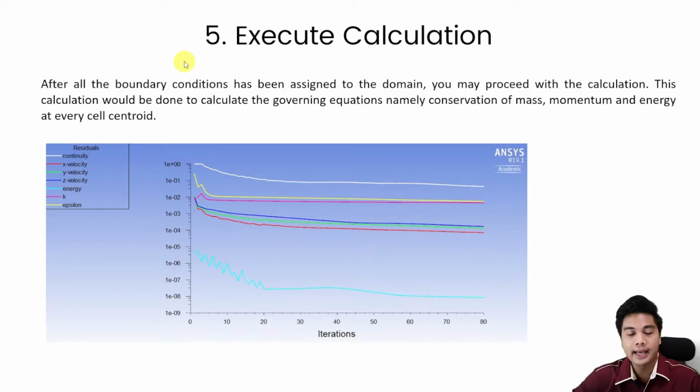The next is execute calculation. After the boundary condition has been assigned correctly to the domain, you may proceed with the calculation. This calculation will solve the governing equations, which in 3D are the equations in X, Y, and Z for conservation of mass, momentum, and energy at every cell centroid. This is an example of the iteration process against the residual error.